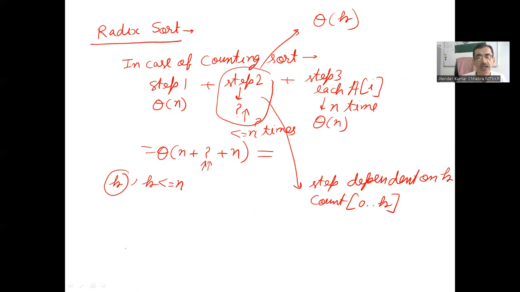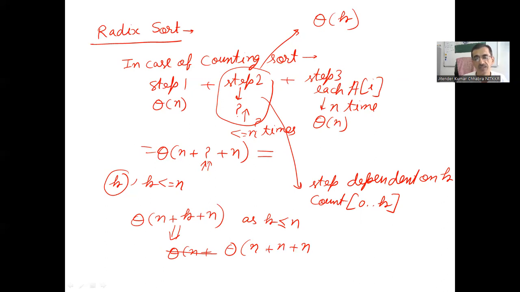So my overall complexity comes out to be theta of n plus k plus n. As we know, k is less than or equal to n guaranteedly, I can claim this to be theta of n. I can write this as theta of n plus O of n corresponding to this. This is theta of k.